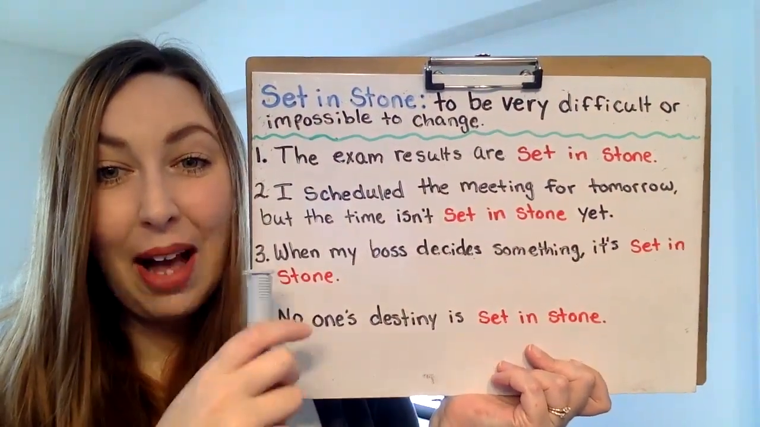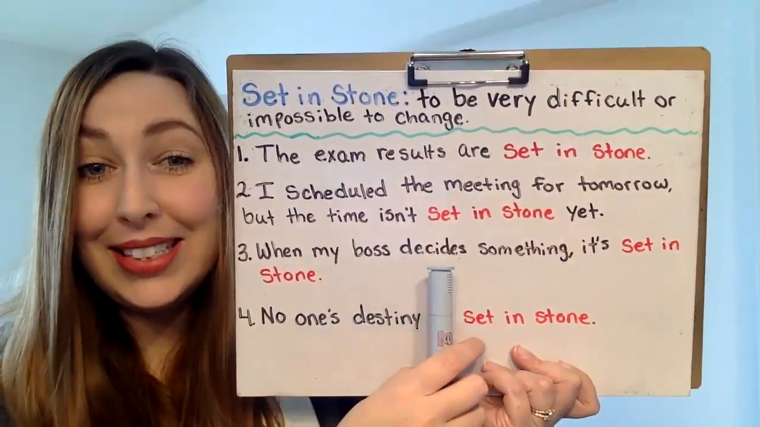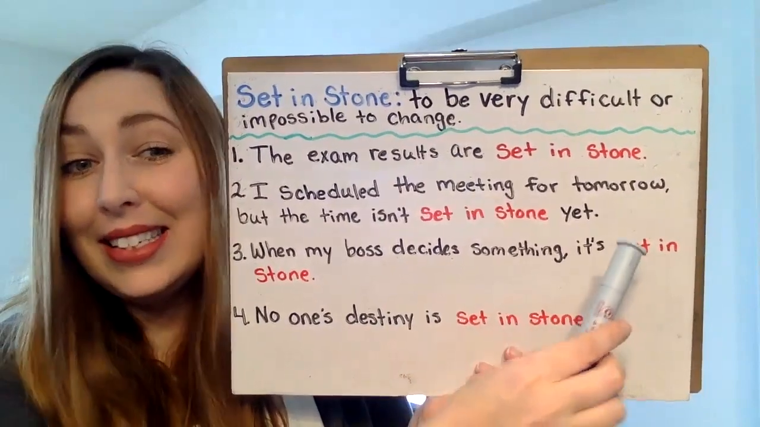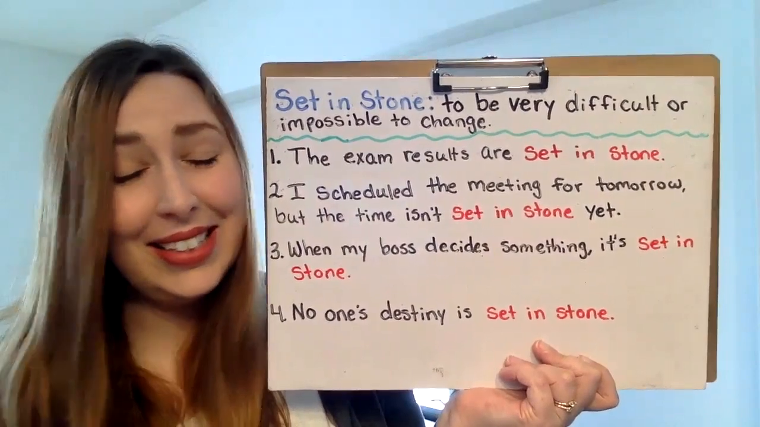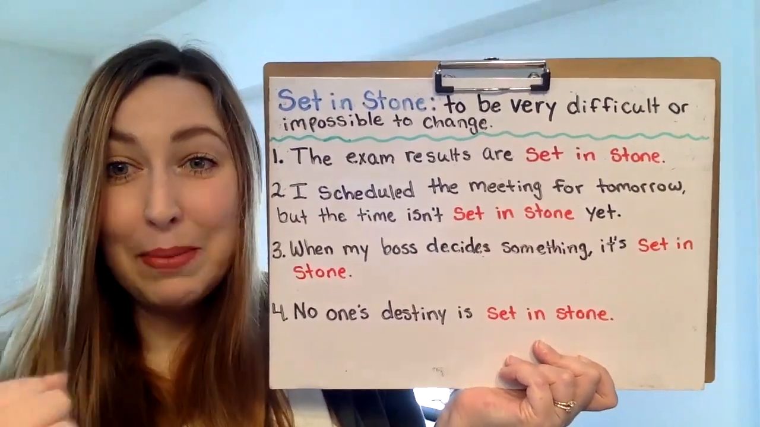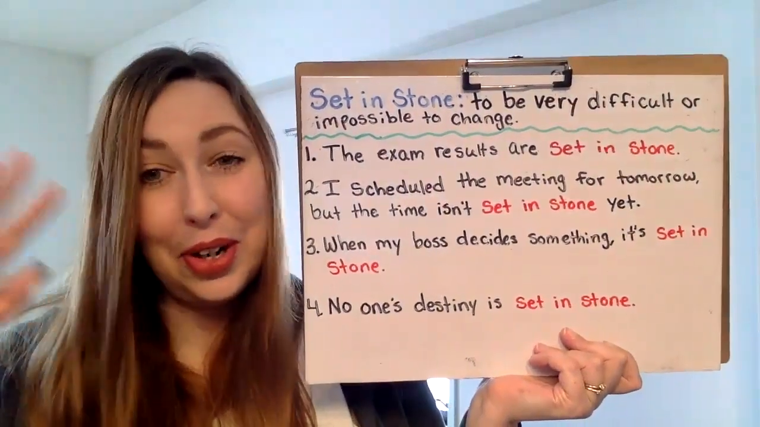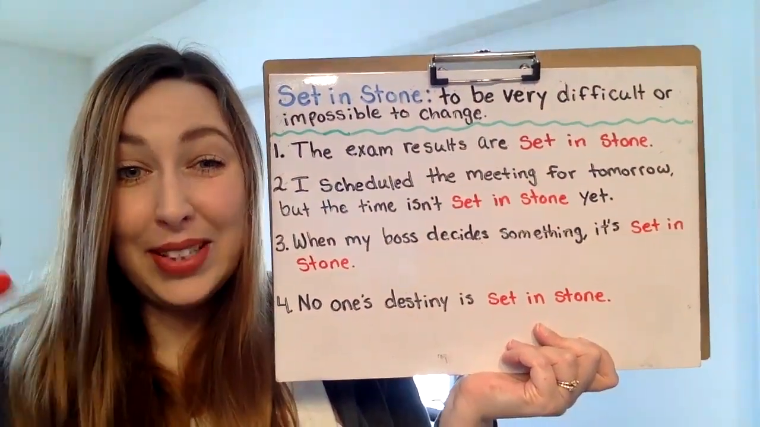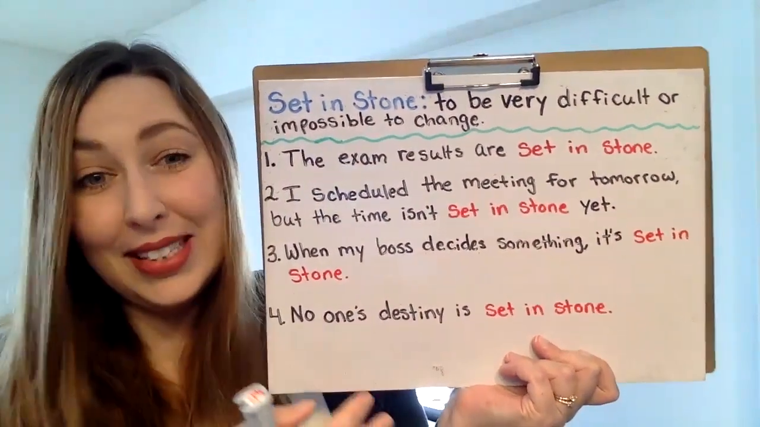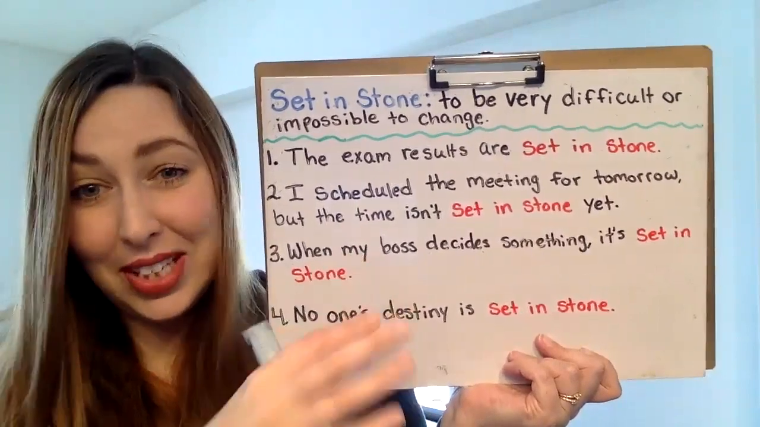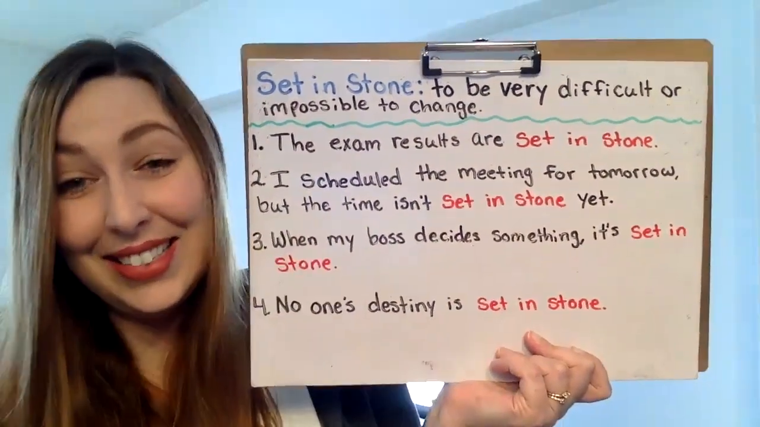All right, number 3. When my boss decides something, it's set in stone. So when my boss decides something, we can't change his or her mind, okay? Once the boss decides something, it's impossible to convince the boss to change his or her mind, okay? Very good. It is set in stone.